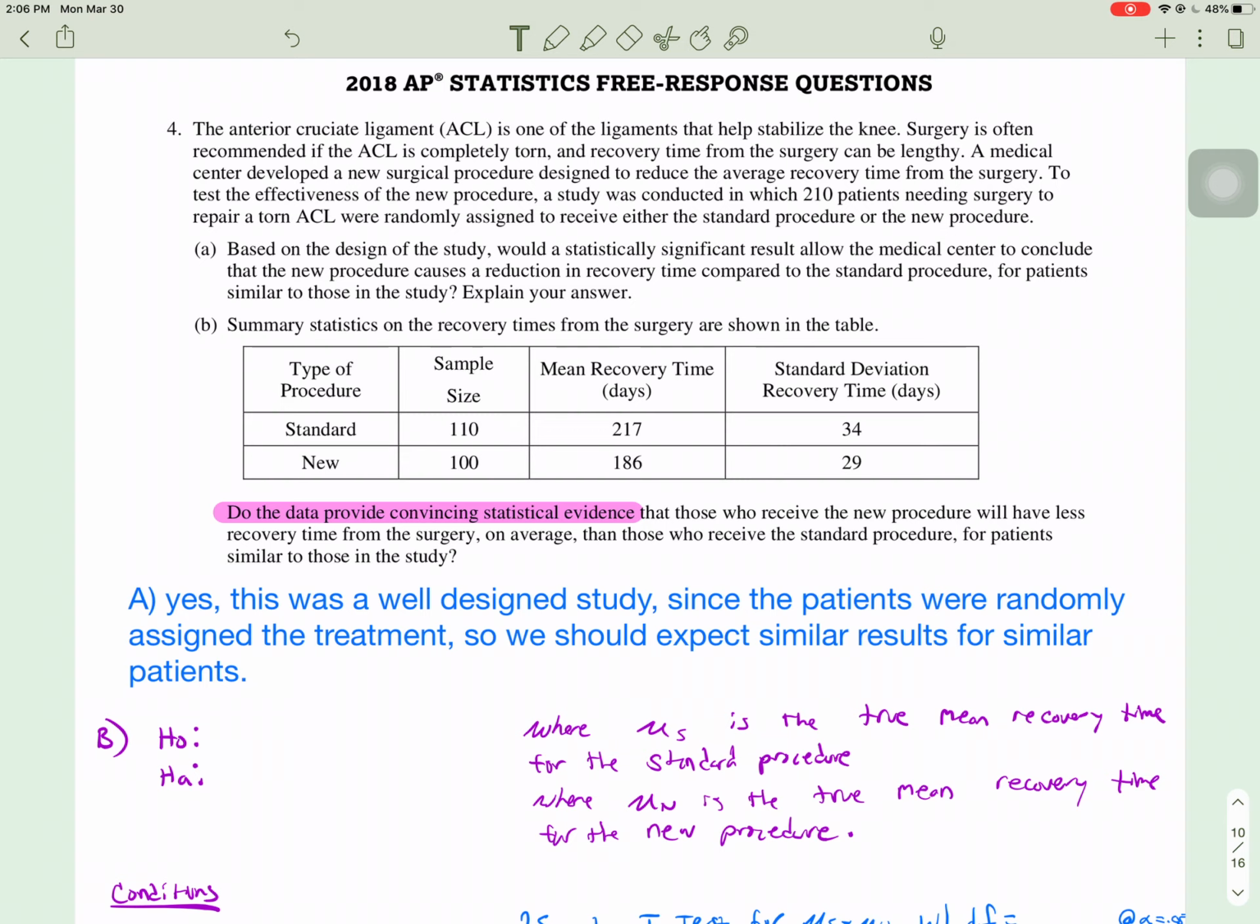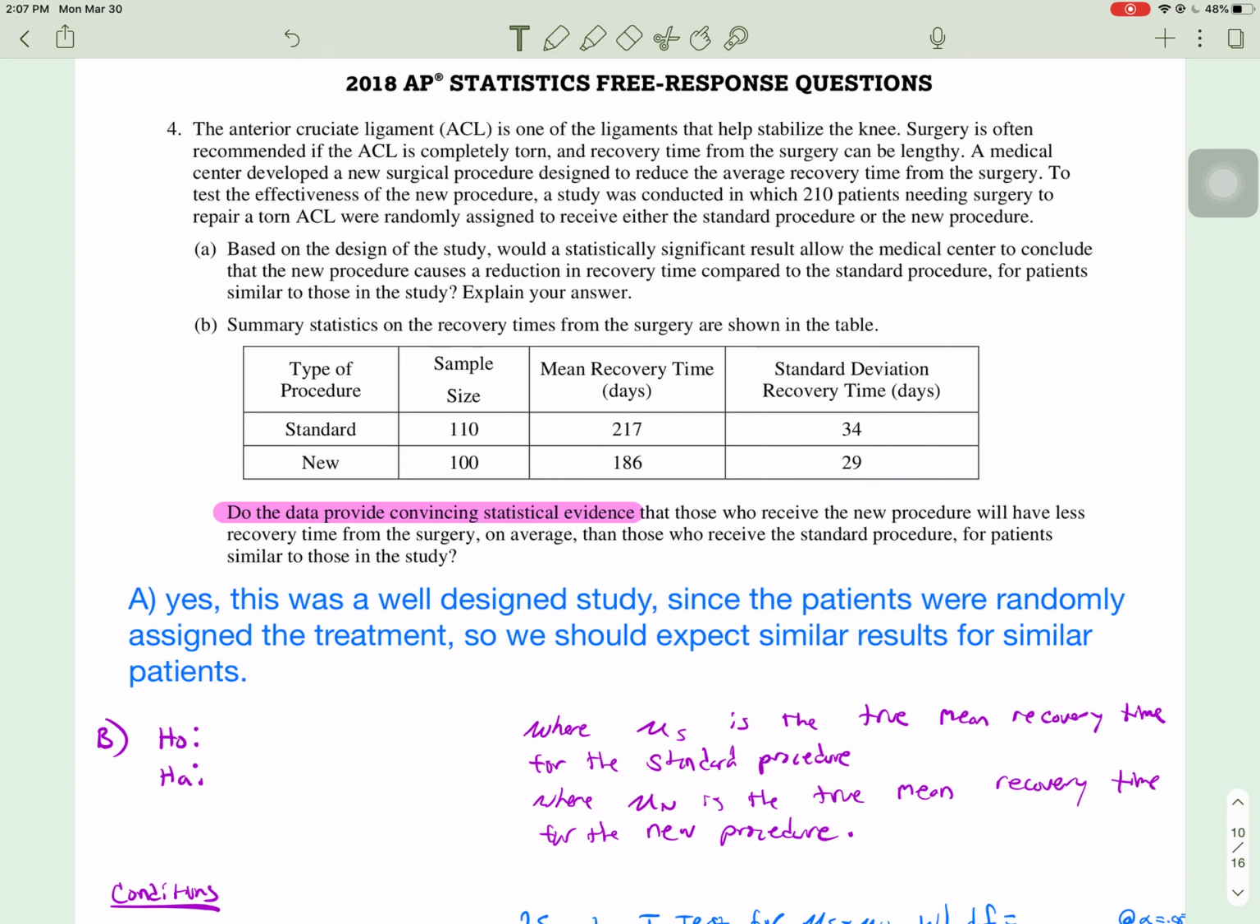And the answer is yes, for a couple reasons. I wrote yes, this was a well-designed study since the patients were randomly assigned the treatment. So we should expect similar results for similar patients. Now the other thing is this. Observational studies are really not a great way to imply that there is causation. Really what you want is a study where you are implementing the treatments, and that's what we're doing here.